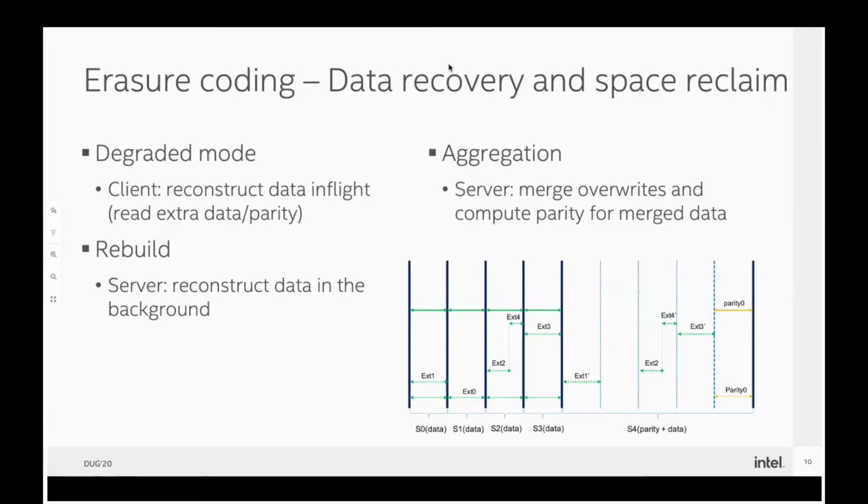Degraded mode read is the data recovery from the perspective of the client, and it's ephemeral because recovered data won't be stored back to the server. So the self-healing system and a rebuild protocol running on servers are the components that can actually recover data redundancy and store the recovered data persistently.